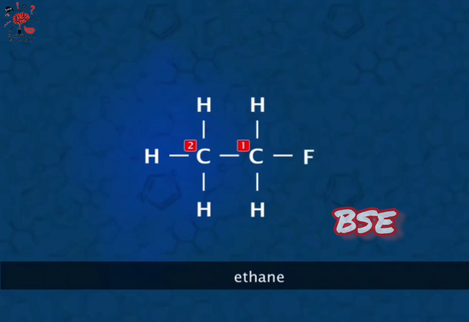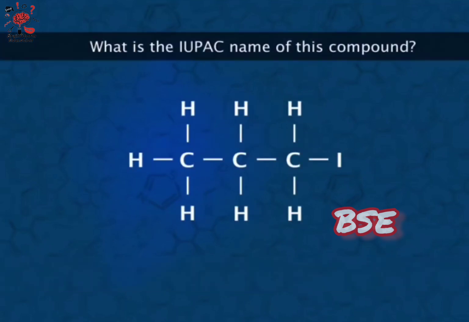When the halogen is fluorine, the prefix is fluoro. When the halogen is chlorine, the prefix is chloro. Try and name this compound.